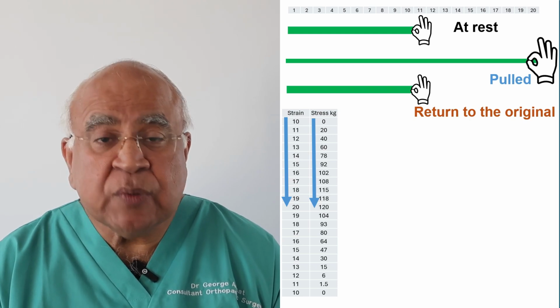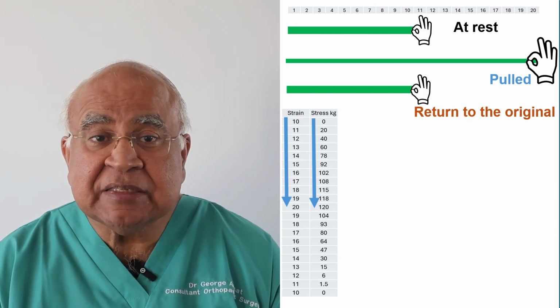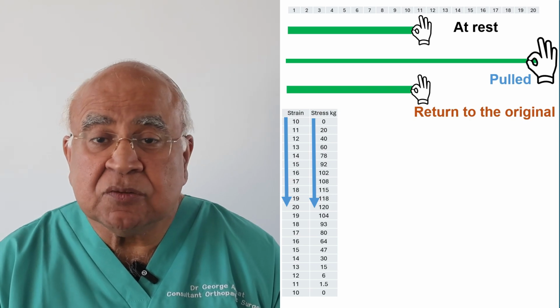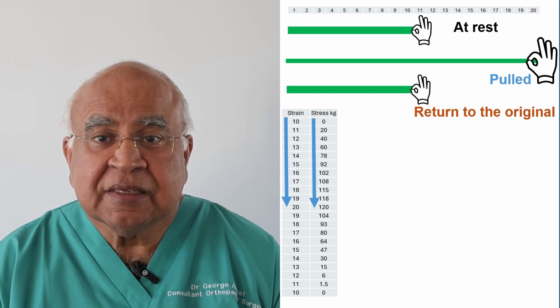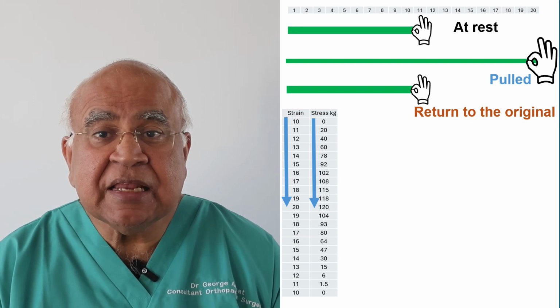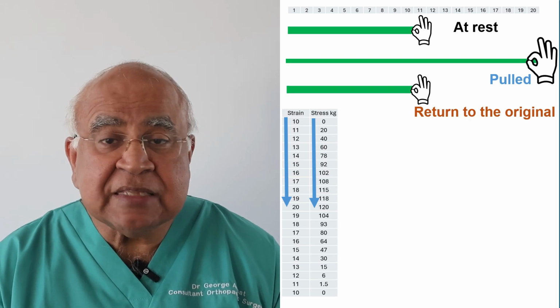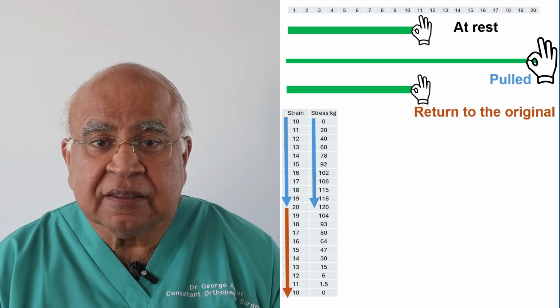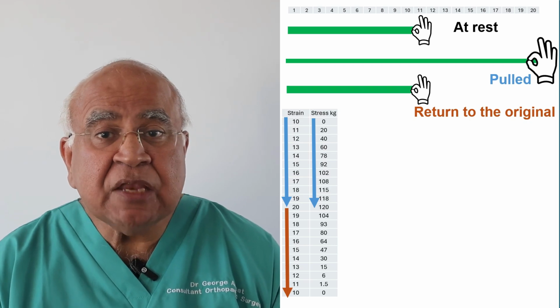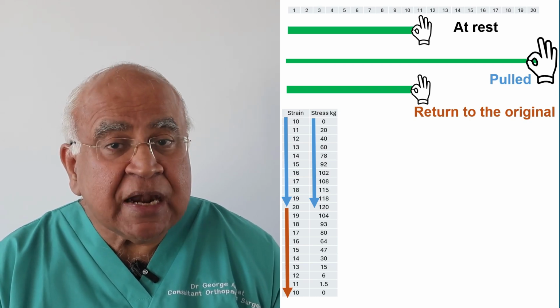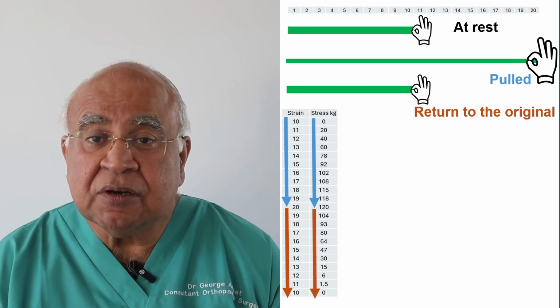Pulling with 120 kilograms increases the ligament's length from 10 centimeters to 20 centimeters. Then, when we slowly decrease the stress and the ligament gradually returns to its original 10 centimeter length, during this time, the weight also reduces from 120 kilograms back to 0 kilograms.